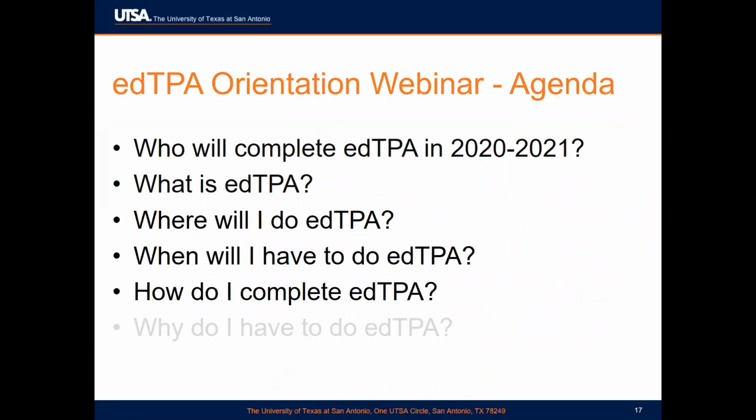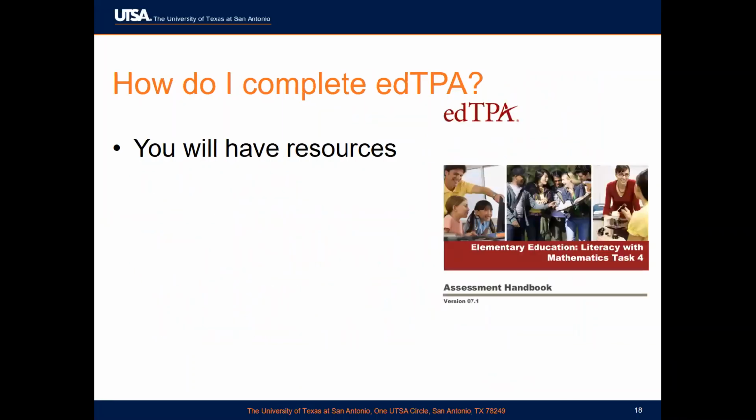The next question we'll talk about is, well, how do I complete the edTPA? We are going to be here to help you and to guide you. The fundamental document, the document that you use most often, is the Elementary Education Literacy and Mathematics Handbook. It is very detailed, and it tells you exactly what you need to think about, what you'll need to do, what you'll need to write, and we'll talk about that a little more later.